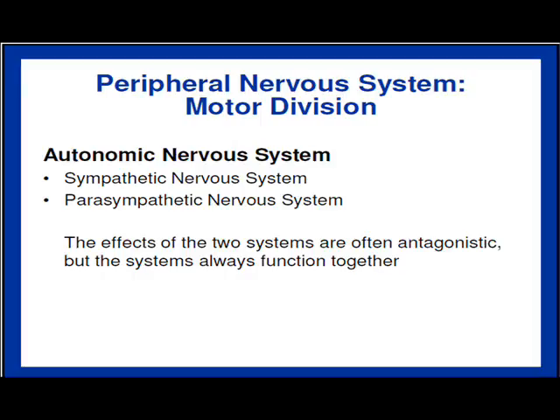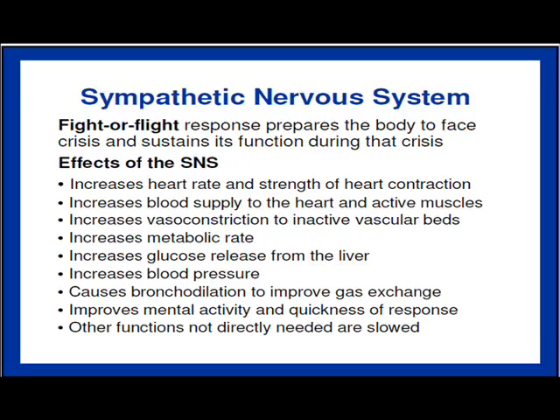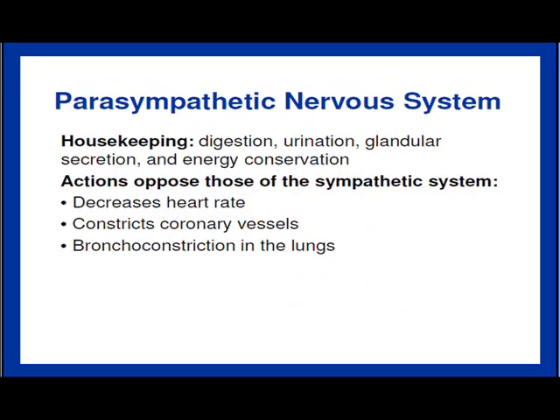In terms of the sympathetic nervous system, you've probably heard the term fight or flight response. It prepares the body to face crisis. So right before I came into class, my heart rate was elevated. Fight or flight response: increased heart rate. You can read all this without me doing it. Vasoconstriction in active vascular beds. This is the predominant nervous system when you're exercising. Increased glucose release in the liver, blood pressure, bronchodilation. We'll talk about that coming up through gas exchange, etc.